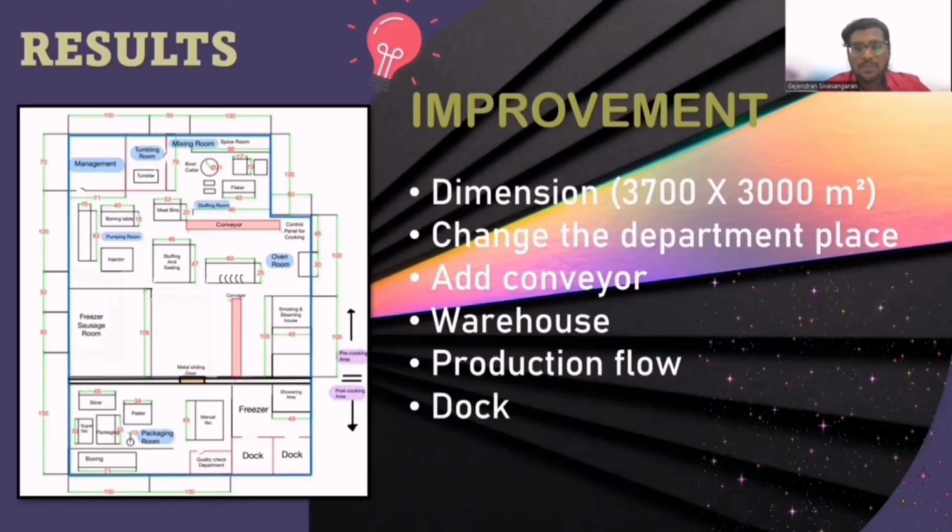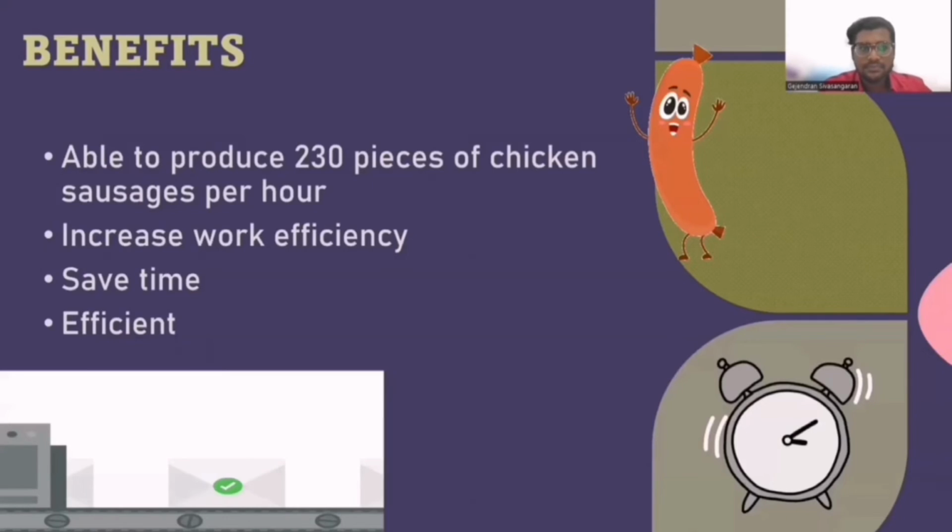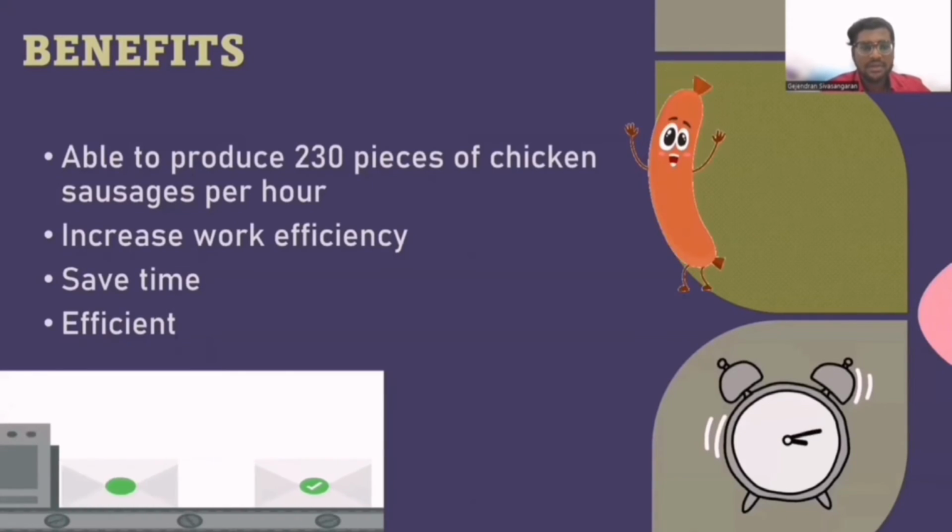Then the production flow. For the production flow, we arranged all the departments through the production. It means the production can go with a smooth flow. Next upgrade is the door. The door is upgraded to 2 doors. That means we can do any repairing or keep things in the production area. Next, we will see about the benefits.